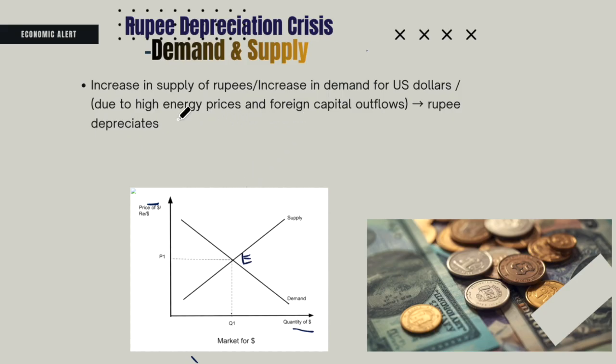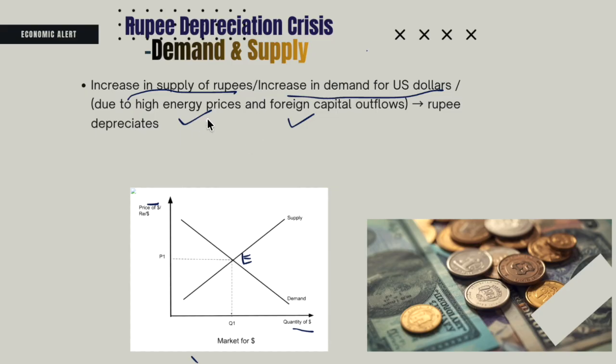Now, because of the increase in the energy prices and because of the foreign capital outflows, what is happening to the demand for dollars and rupees? Because of high energy prices and foreign capital outflows, there is an increase in the demand for US dollars, and at the same time, there is an increase in the supply of rupees.